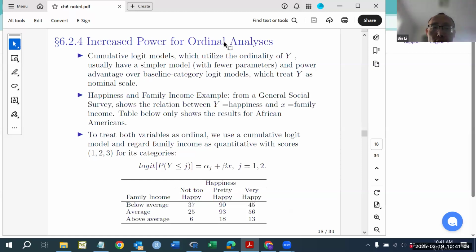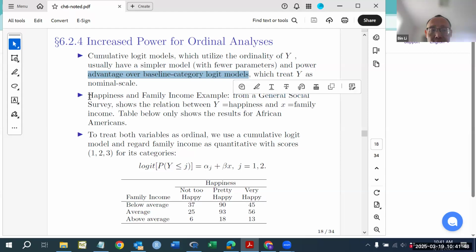Okay, so the cumulative logit models, which utilize the ordinality of y, usually have a simpler model, and we've already talked about that, right? Because of the proportional odds, we will have fewer parameters, because the beta is irrelevant to the j. So we'll have fewer parameters. That means the power will be higher, okay? And that is the power advantage over the baseline category logit model.